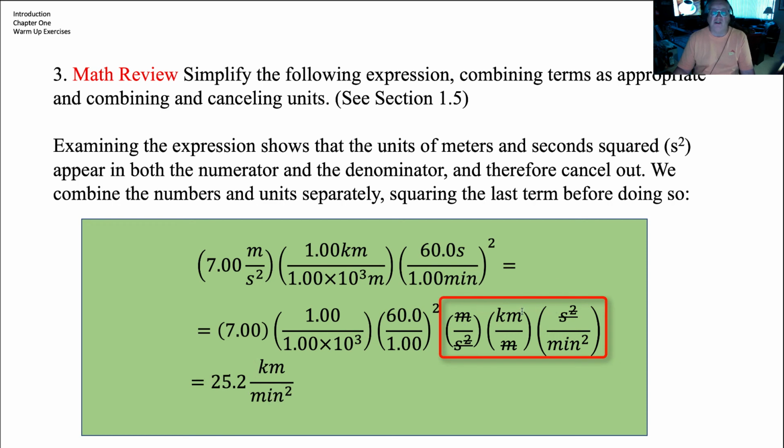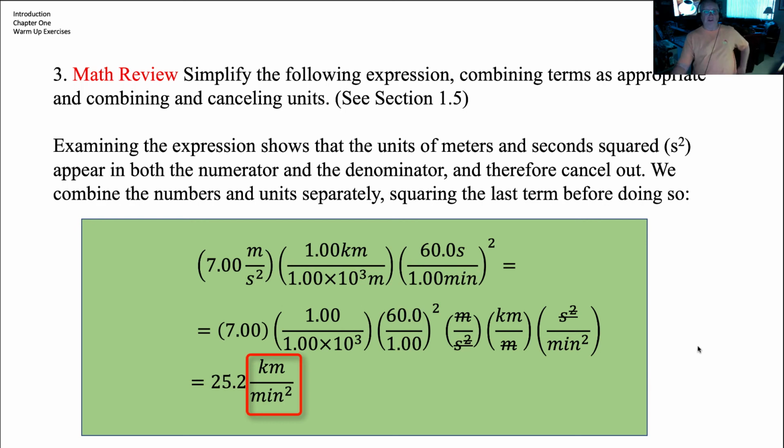So in this expression, all we had left was kilometers per minute squared, which ends up being an acceleration value. So that's the first 3 of the warm-ups. If some of it didn't make sense to you, pull out a piece of paper and work through it step by step to refresh your math skills and your analysis skills, because you're going to be doing this over and over again in this course.